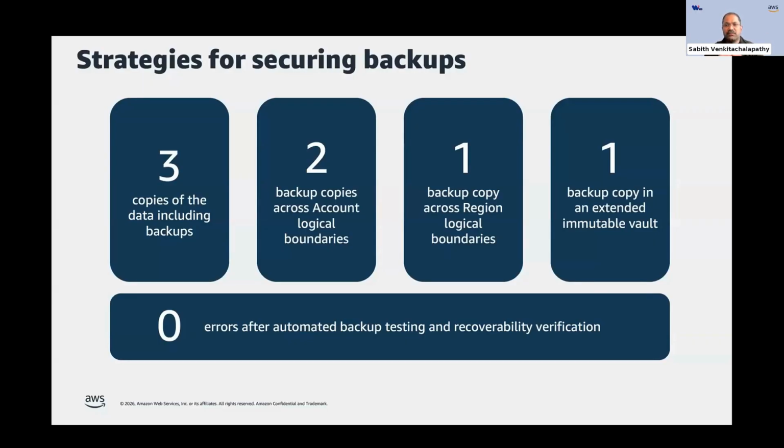If you have a requirement of recovering from regional unavailabilities, then one of these copies is recommended to be kept in a different region. It is recommended that at least one of these copies is kept in an immutable vault, wherein it is tamper resistant, and any intent of trying to compromise the data is not allowed in this tamper resistant immutable vault.